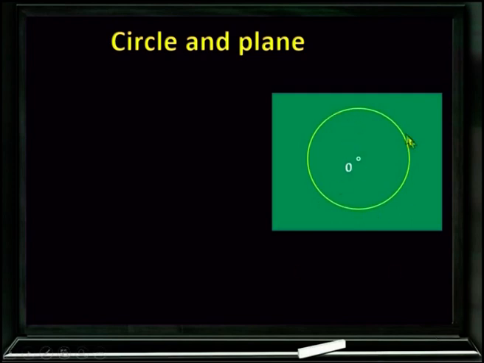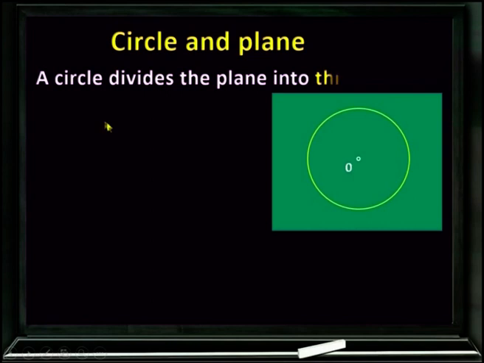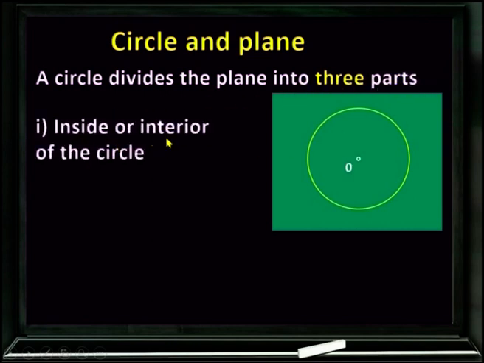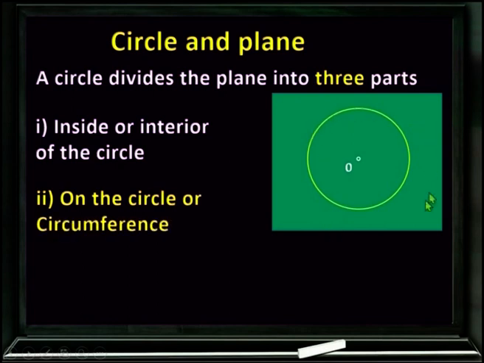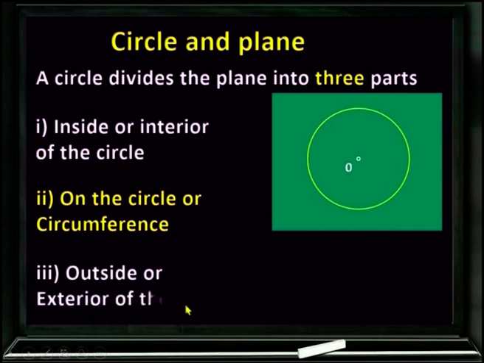So, this is a circle and this is a plane. This circle divides the plane into 3 different parts: one part which is the inner side, one is the outside part, and one is the part which is on the circle. A circle always divides the plane into 3 parts. The first is inside or interior of the circle. So, this total part will be inside or interior of the circle. And second one, on the circle, or we can say circumference. And the third one is outside or exterior of the circle.